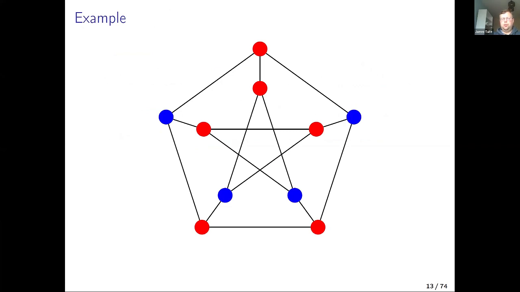Let's see an example. Let's go back to the Petersen graph. The red vertices are the general position set that we saw before, and the blue vertices are another maximal, in this case, general position set. And so we see that we can cover the whole graph using just 2 colors, and that's best possible in this case.